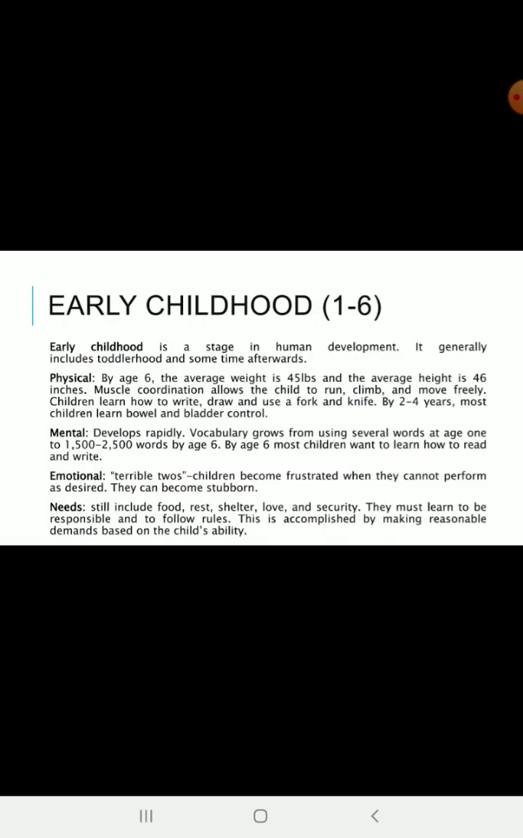Next one, early childhood, 1 to 6 years, is a stage of human development. It generally includes toddlerhood and some time afterwards. Physical: by age 6, the average weight is 45 pounds and the average height is 46 inches. Muscle coordination allows the child to run, climb and move freely. Children learn how to write, draw and use fork and knife. By 2 to 4 years, most children learn bowel and bladder control.